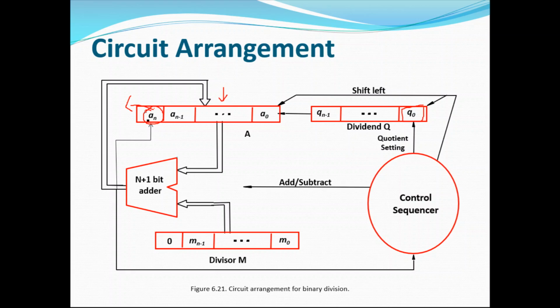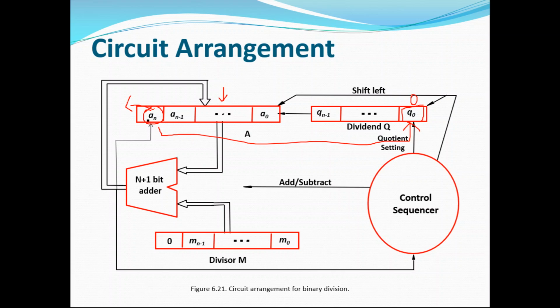If it is 1, again the same story. If it is 1, it is a negative number, so add M with A and store the result in A and do the same thing. If this bit is 0, then the Q naught will become 1.